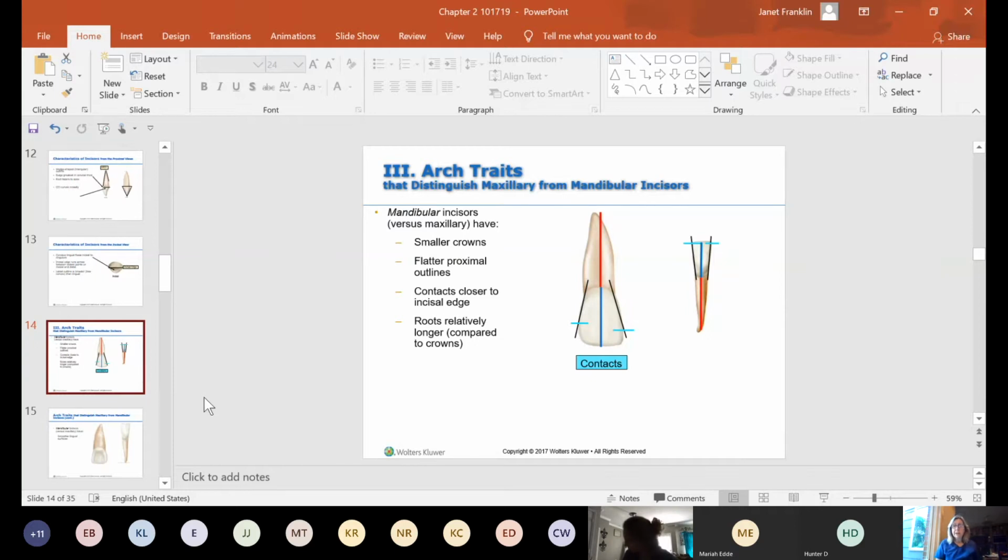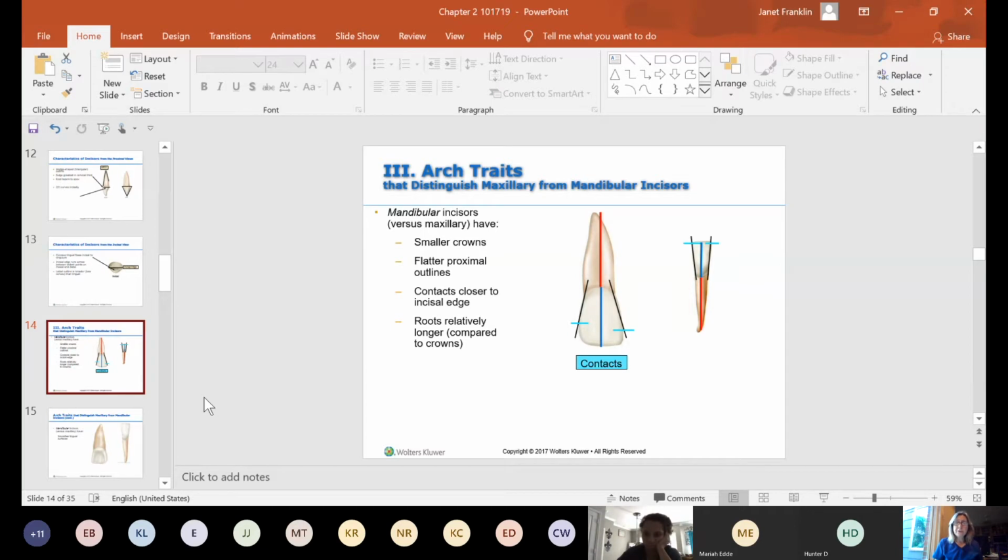Differences in the arches. So now we're going to look at the difference between your maxillary incisors and your mandibular incisors. Your mandibular incisors are smaller as far as the crown and the shape. They have smaller crowns. So there's a picture of a maxillary on the left, a mandibular on the right. Your mandibular incisors have flatter proximal outlines. So if you look at how much the outline of the tooth flares from the root to the incisal edge, the mandibular don't flare as much. The crowns are much narrower.